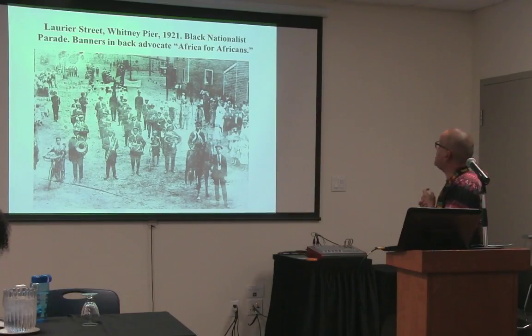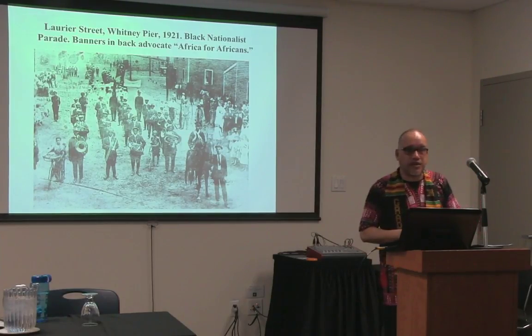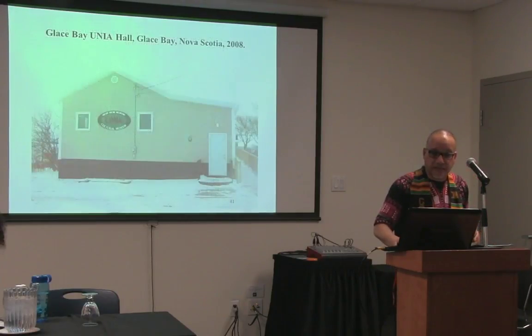This is Laurier Street, Whitney Pier, a very famous picture, with black nationalist banners advocating Africa for Africans, right? So here is a demonstration taking place in Whitney Pier, Sydney. The UNIA Hall here, this is the picture taken in 2008, still continues there.